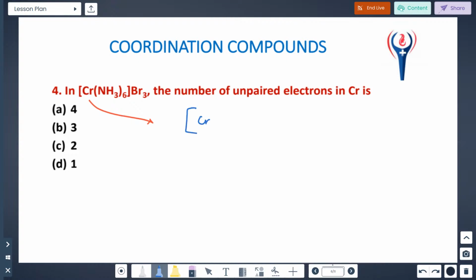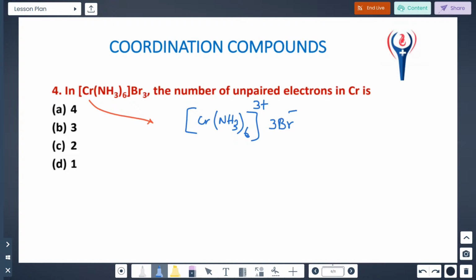Cr(NH3)6, understood? See here, who is present outside the bracket? Br. We know the charge of Br: it is a halogen, so minus. How many Br? We have 3 Br, so 3 minus, and then I put 3 plus for the complex. We don't know the charge of the complex; we know only the counter ion.